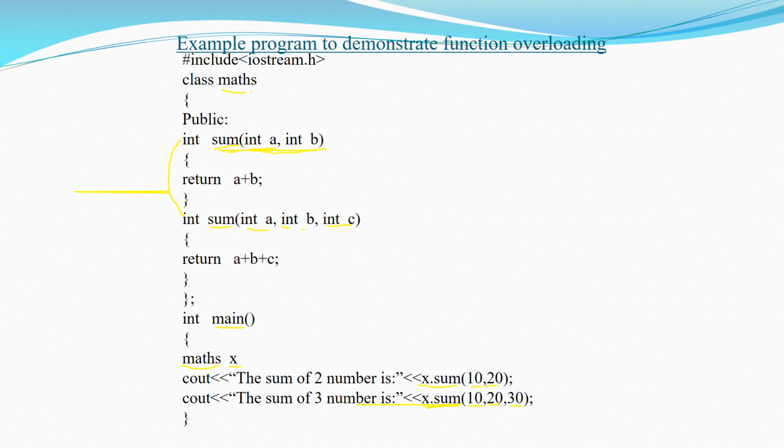Once I create a class named Max, I have a function named sum, and one more function called sum. This we call function overloading, with a different number of arguments, or different types of data types.